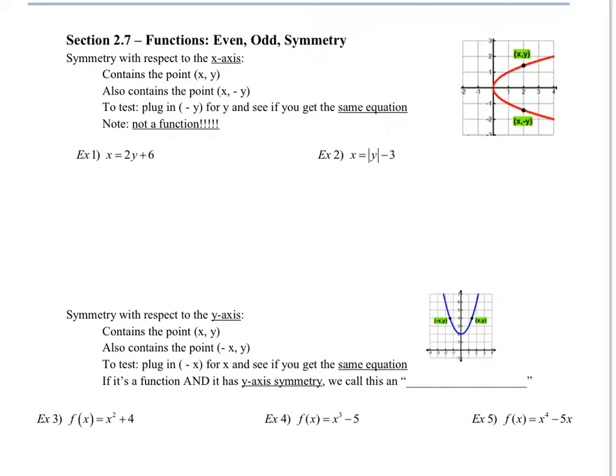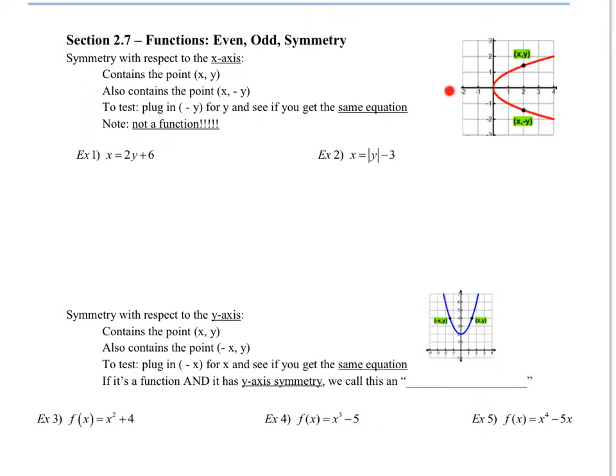Hey everybody, today we're doing section 2.7, even and odd functions and symmetry. I know that you've all had geometry before, so you are familiar with the word symmetry, but we have three different symmetries that we're going to be discussing in terms of all these graphs of functions and non-functions. We have first symmetry with respect to the x-axis.